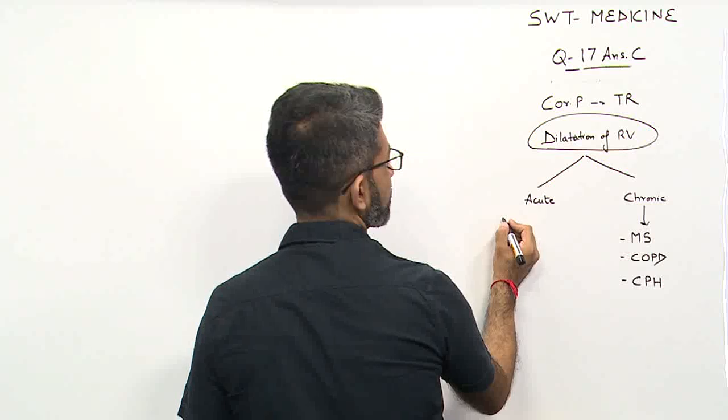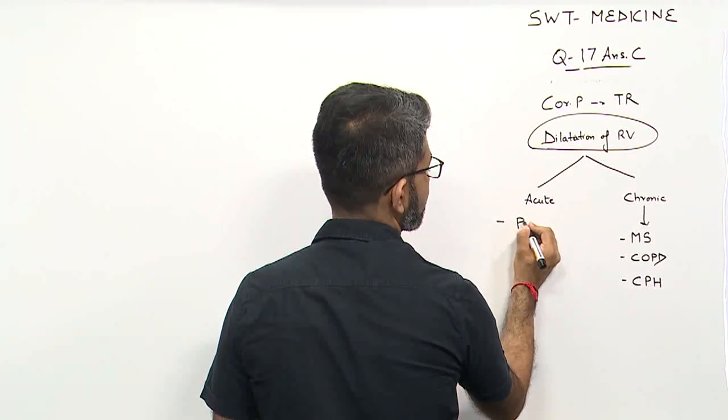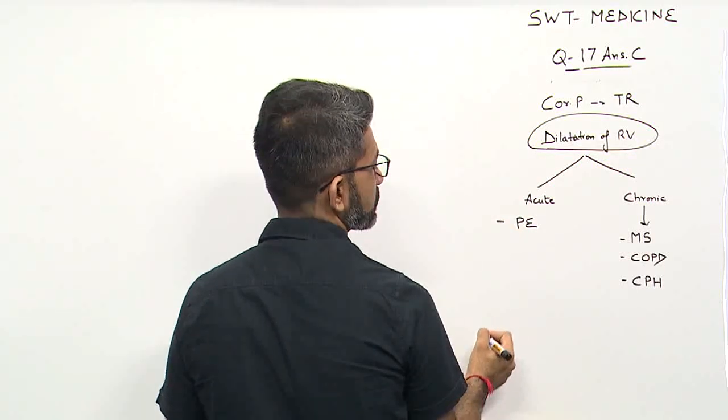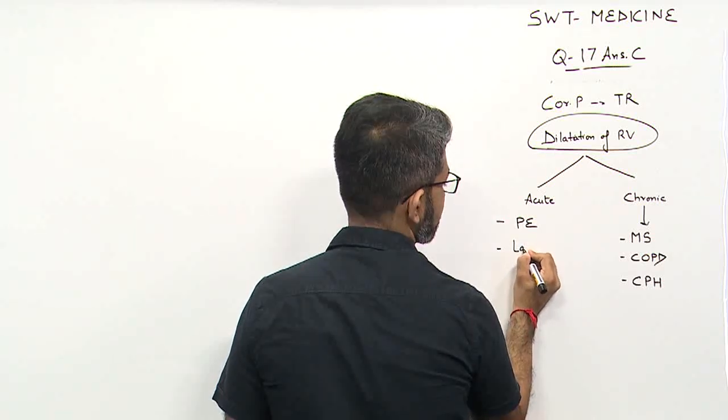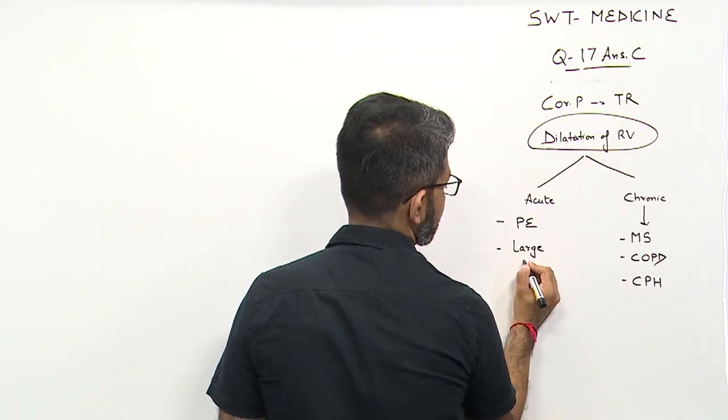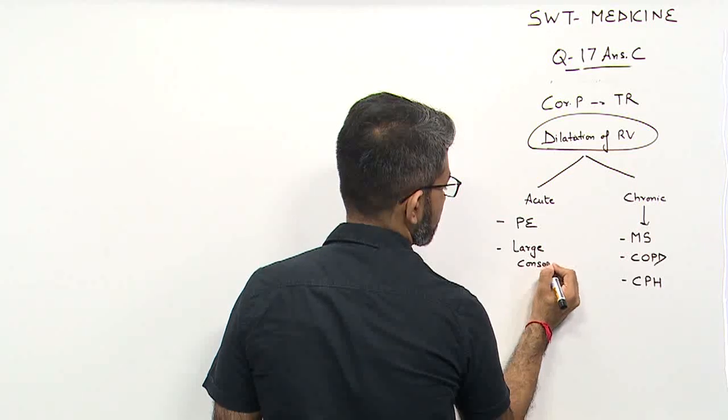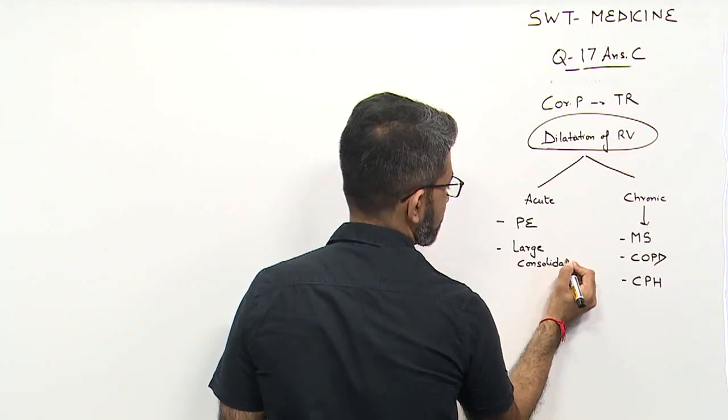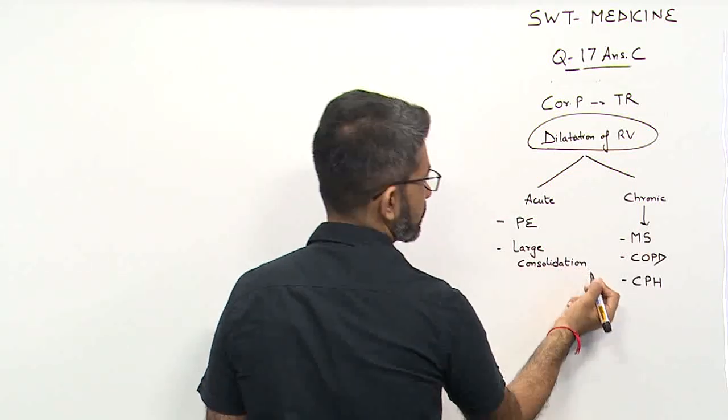In acute corpulmonale, you can have pulmonary embolism, a large consolidation. All right.